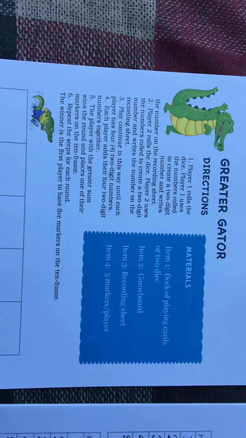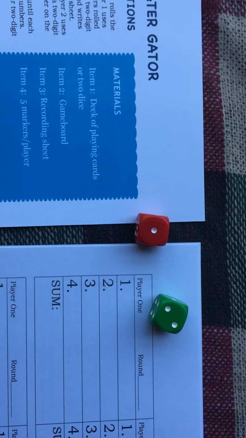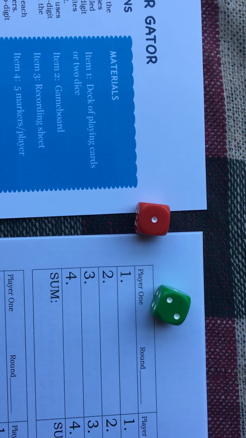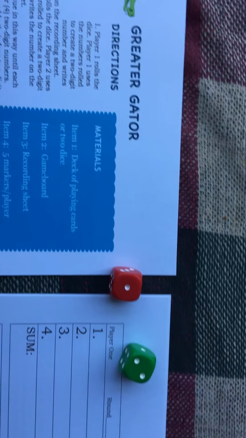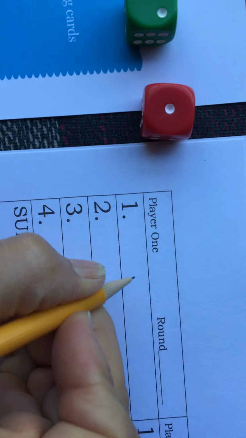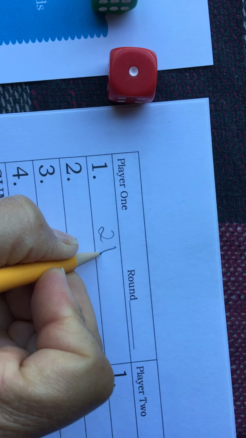So player one is going to roll the die, and they're going to see that they've rolled a one and a two. Now, I need to create a two-digit number. Well, I think the greater way to create my two-digit number would be to make 21. So I'm going to record 21.